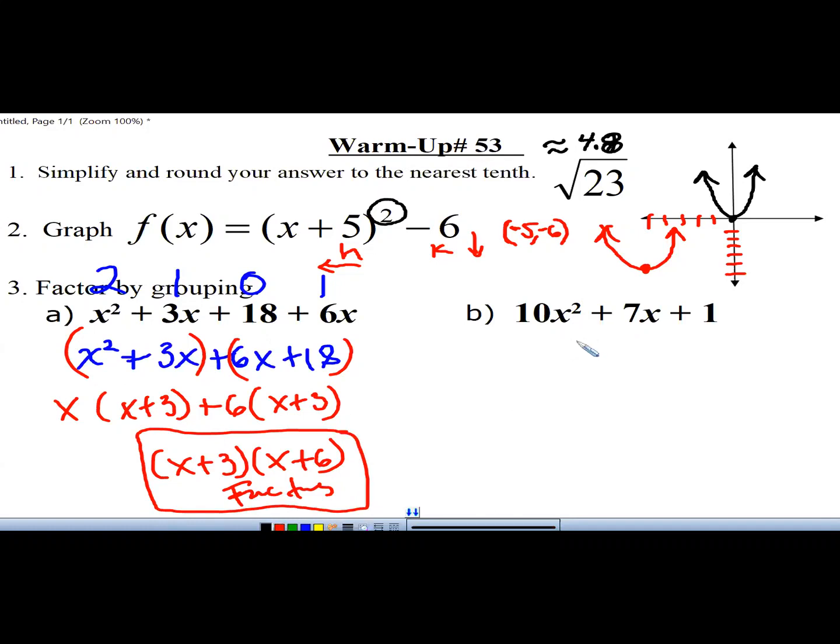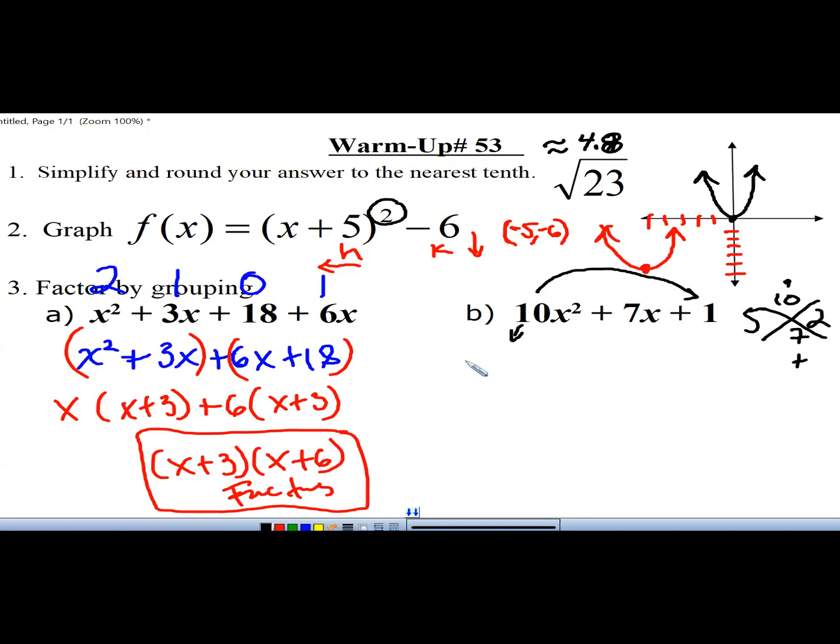Once again, by grouping. Is it in standard form? Yes. Can I factor from there any GCF? No. So I have a leading coefficient of 10, multiply that times 1, so that's 10. And 7 down underneath. Factors of 10 that add up to 7: 5 and 2.